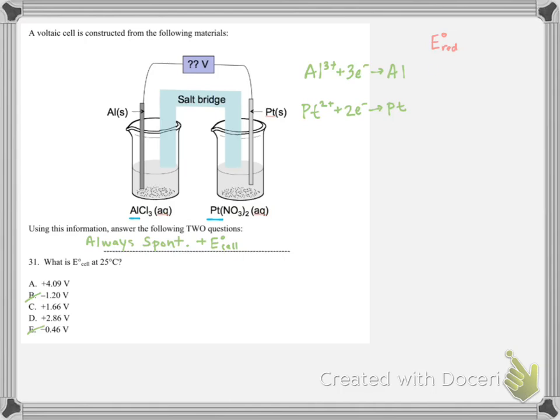So the aluminum potential from the table is negative 1.66 volts. The platinum potential is positive 1.2 volts. Okay, so this is going to be our reduction half reaction, because that's more positive, that's more favorable. And so we're going to flip the aluminum reaction, and the aluminum will be oxidized instead.